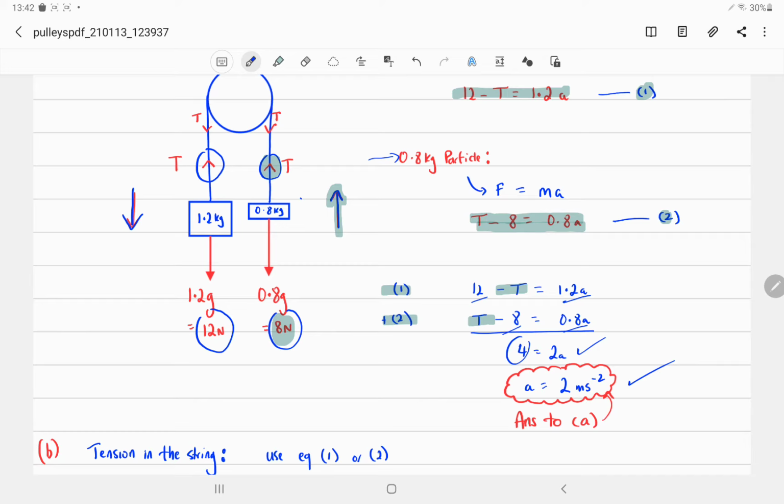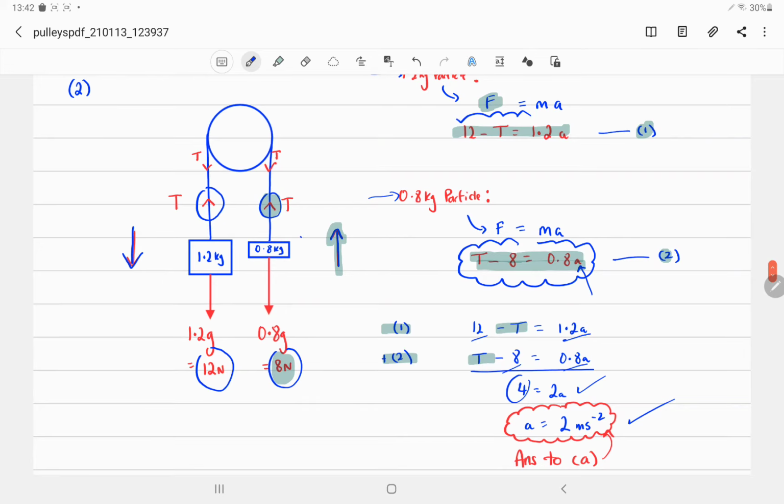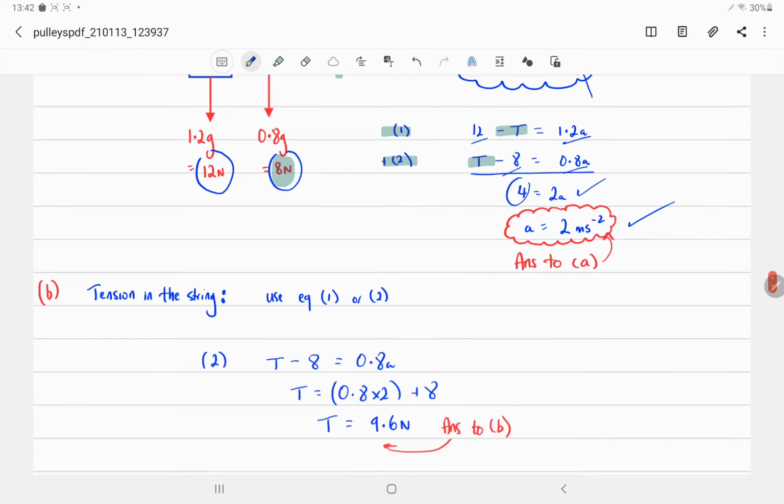Next thing we're asked for is the tension in the string. And look, we can use either of these equations to work out the tension because we know the acceleration now. So it doesn't matter which one you pick. If you sub in the acceleration, you will get the tension. So I have chosen equation 2. T minus 8 is 0.8a, but now we know what a is. A is 2 meters per second squared. So plug it all in. T is 9.6.